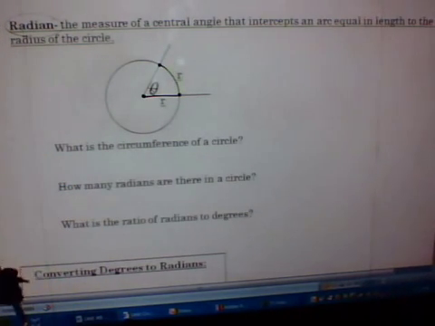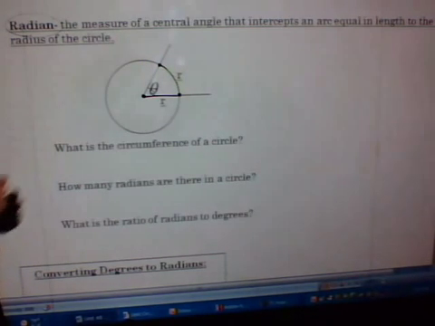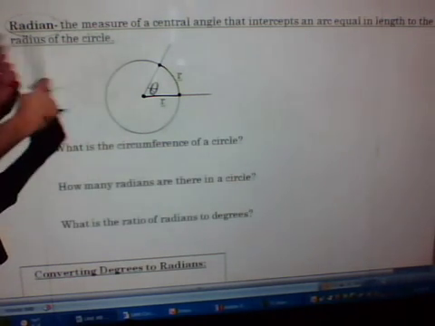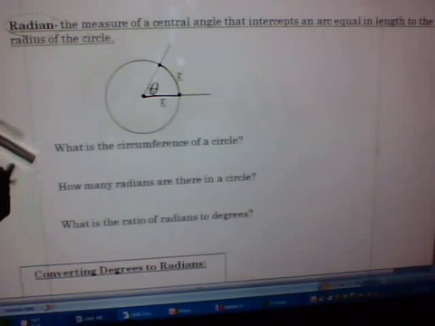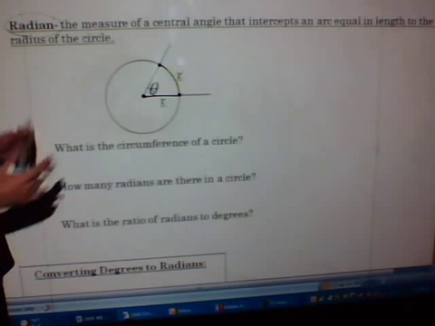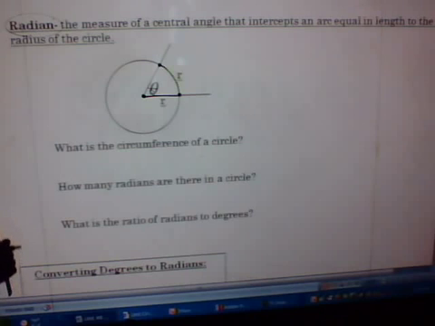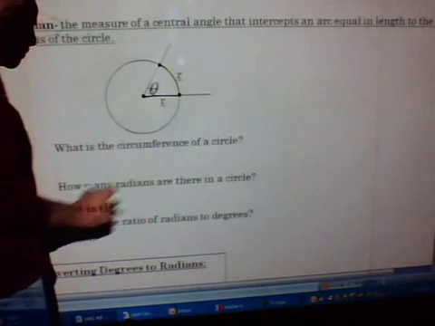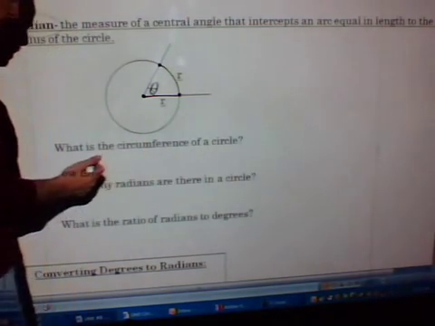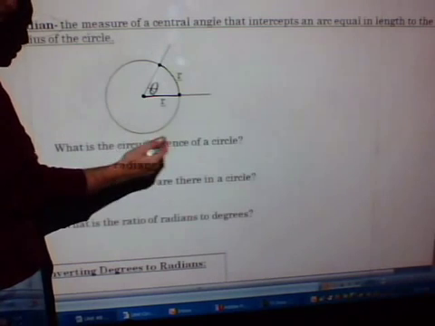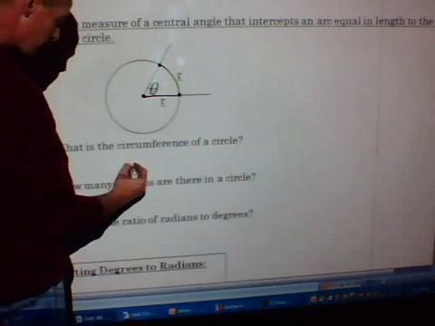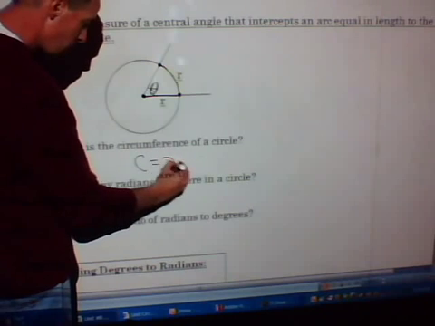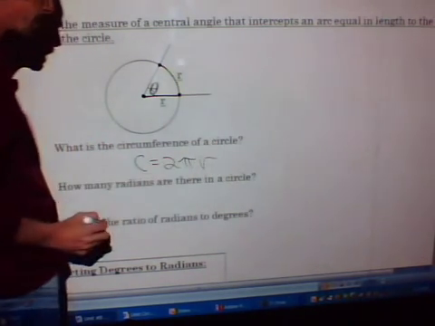Okay? Now, question is, how many radians are there in a circle, and what is the conversion rate from radians to degrees? Because we know there's 360 degrees in a circle. The question is, how many radian measurements is that? So, first of all, let's look. What is the circumference of a circle? This is probably the formula that most of you mix up, either circumference or area. But the circumference equals 2 times pi times the radius.